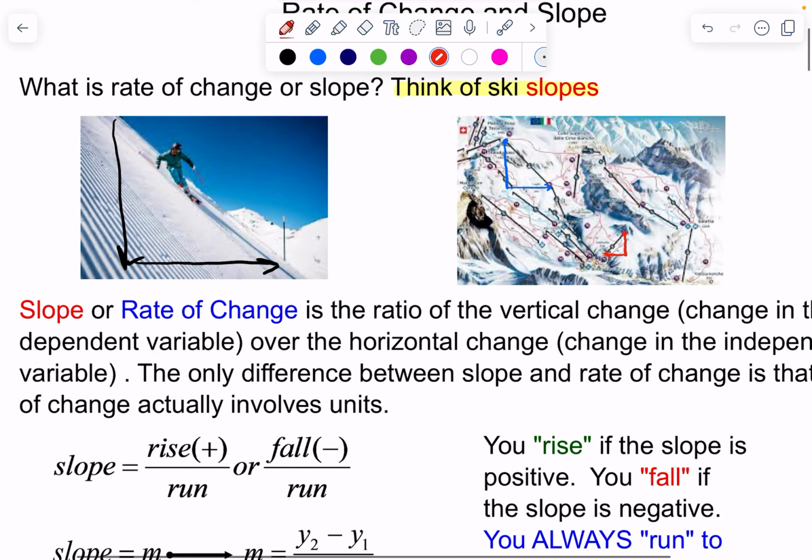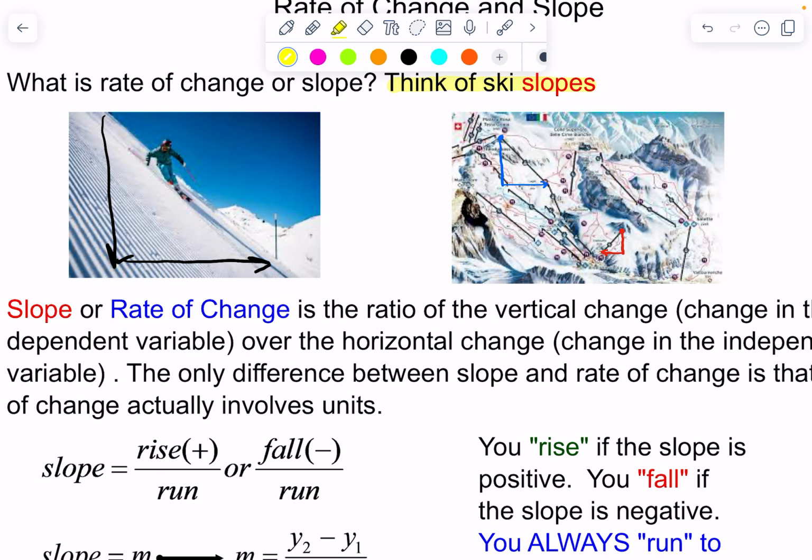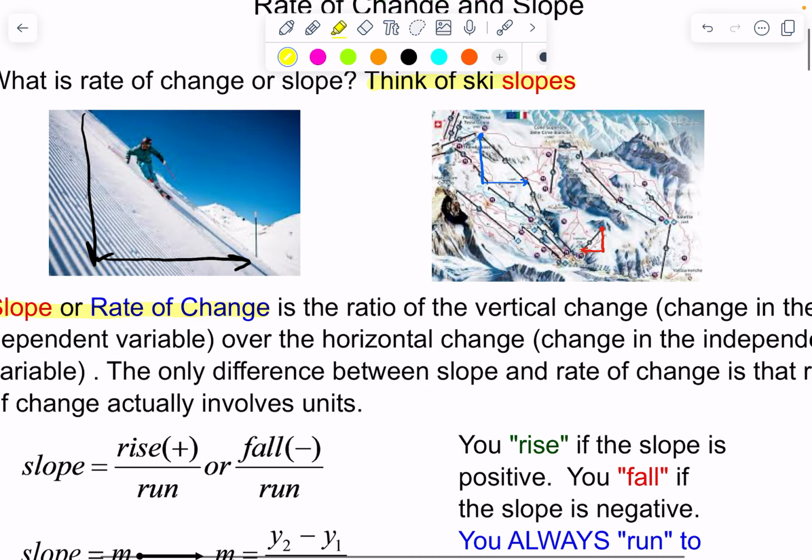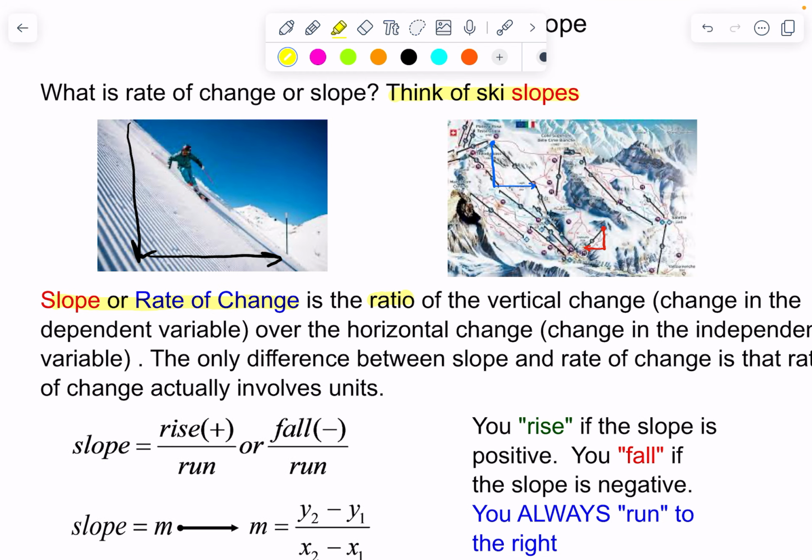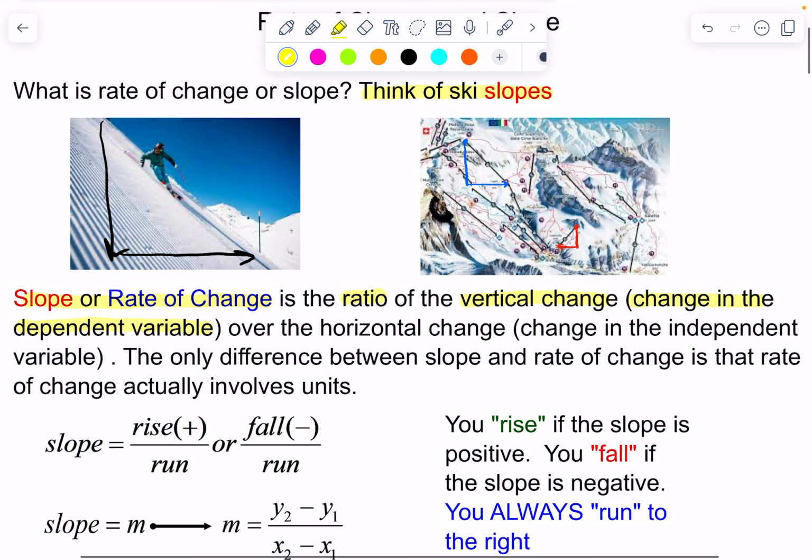And formally speaking now, slope or rate of change is the ratio of the vertical change, which is the change in the dependent variable, over the horizontal change, which is the change in the independent variable. It's that simple. It's a ratio or a fraction of vertical change divided by horizontal change. And the only difference between slope and rate of change is that the rate of change actually involves units.